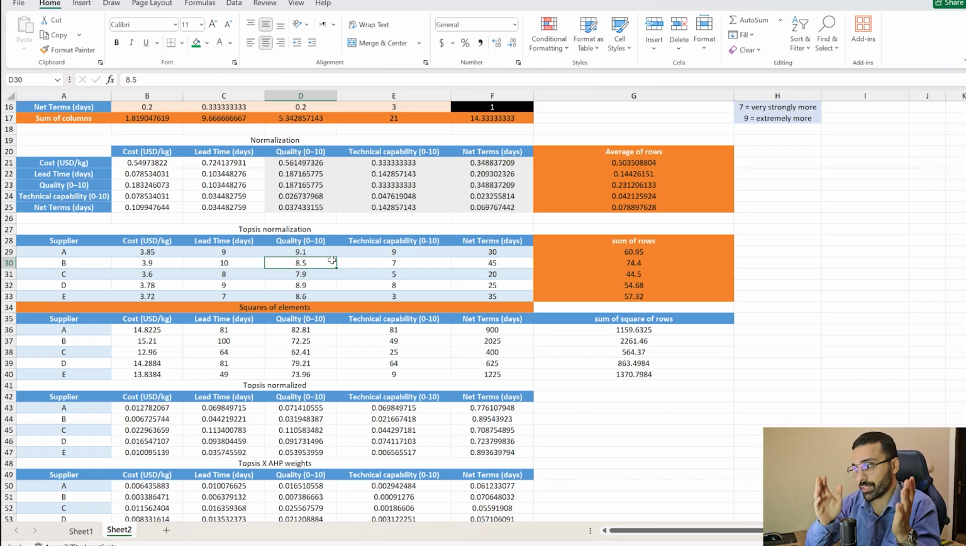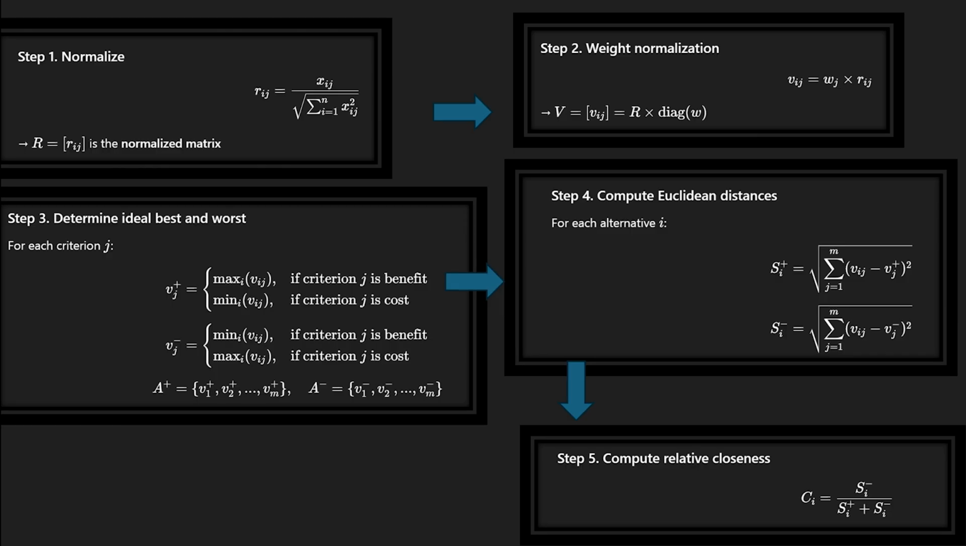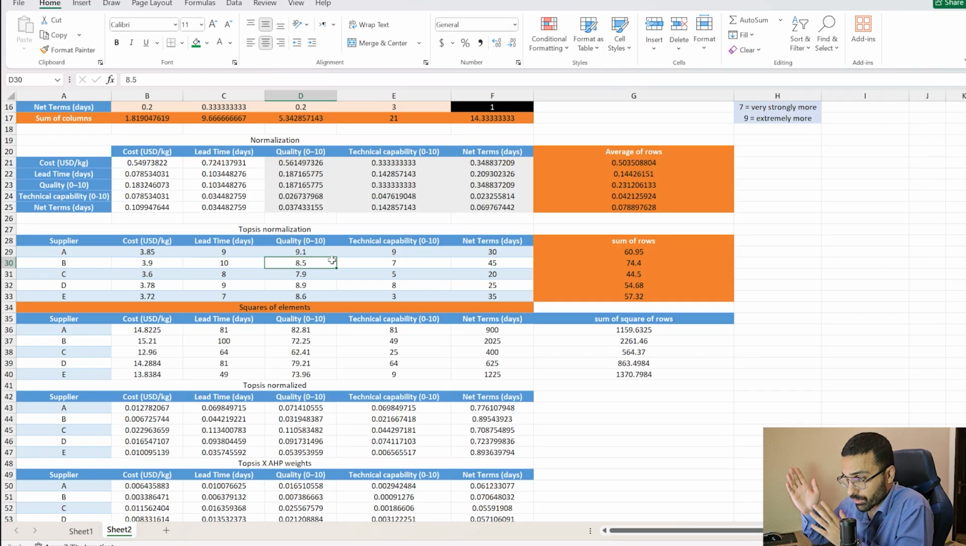Now let's proceed with the TOPSIS method. First, we're going to again normalize the values for the TOPSIS procedure according to the formula.